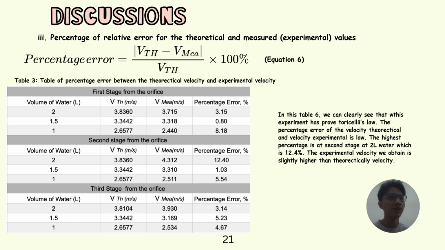In this table 6, we can clearly see that this experiment has proven Torricelli's law. The percentage error between the theoretical velocity and experimental velocity is low. The highest percentage error is at the second stage at 2 liter water, which is 12.4%. The experimental velocity we obtain is slightly higher than the theoretical velocity.